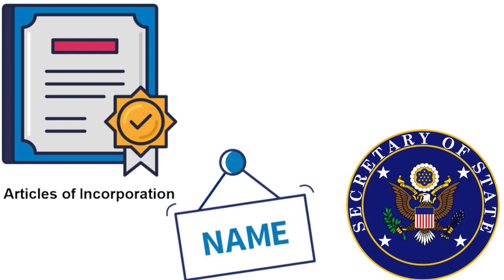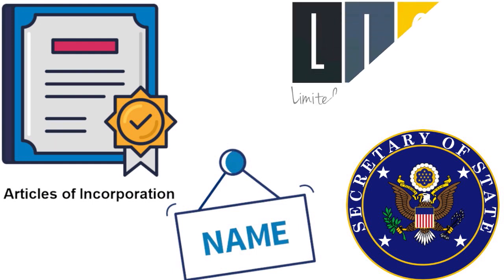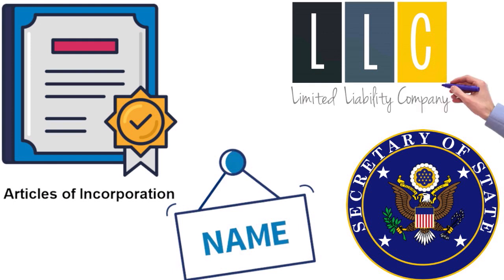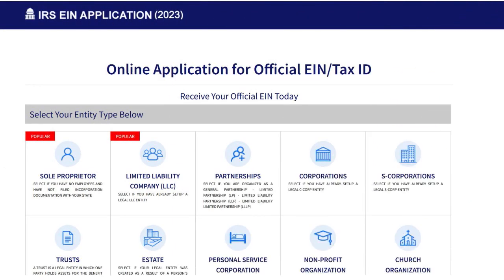And this is kind of cool. So step number 1, form your LLC or corporation. Step number 2, get a federal tax ID number. This is your EIN. This is really easy. Go to the IRS website right now and get your EIN. It's very simple.